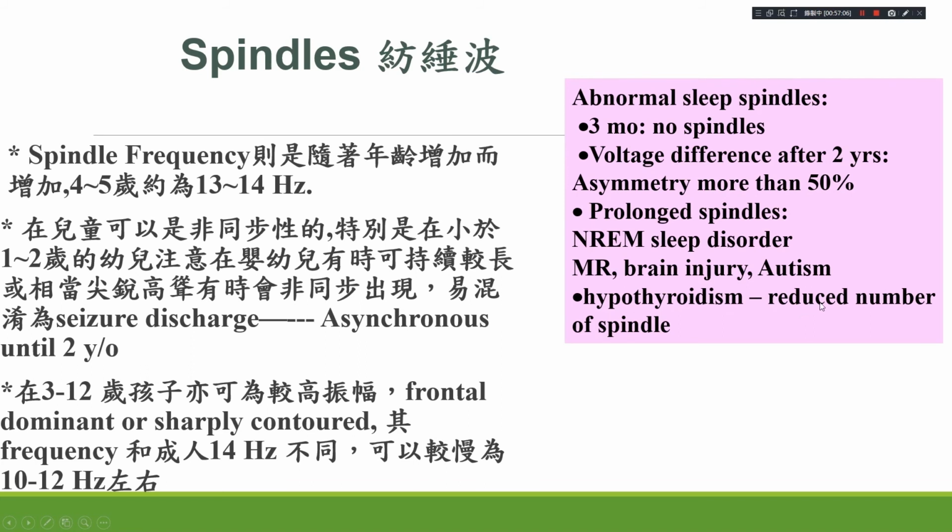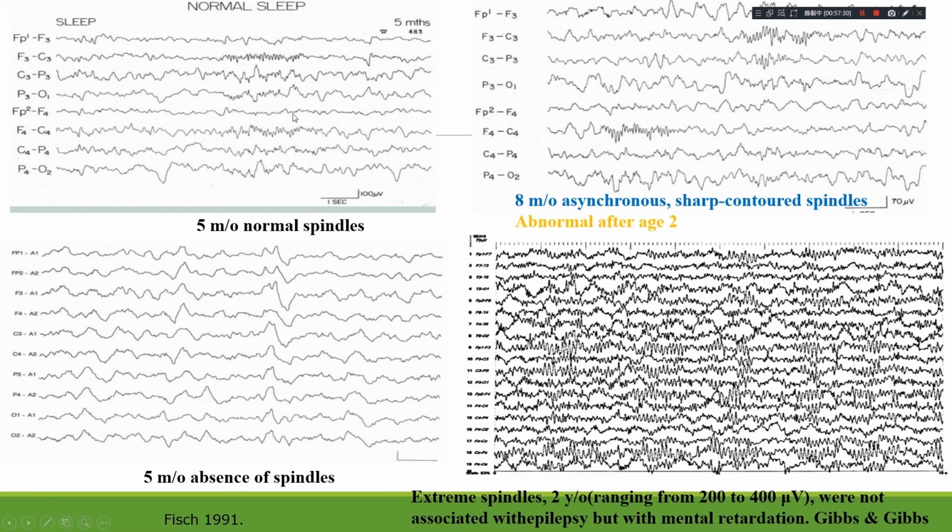Hypothyroidism infants sometimes will show a reduced number of sleep spindles. In 3 to 12 year old children, there can also be high amplitude, frontal dominant, or sharp contoured sleep spindles. The frequency could be 10 to 12 Hz, different from adults. And this is a normal sleep spindle in a 5-month-old baby, and could be symmetrical or asynchronous. And this is abnormal because there is absence of spindles when this baby is 5 months old. And this is an asynchronous spindle at 8 months of age, which is normal. But if you see this kind of spindle after age 2, we will call it abnormal.